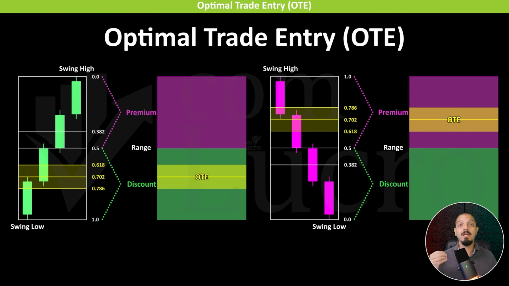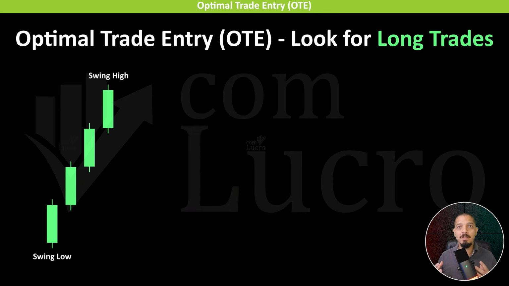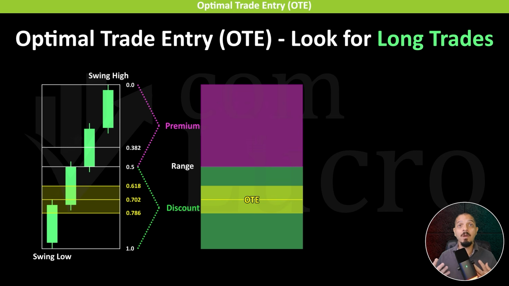This specific Fibonacci retracement zone runs from the 0.618 level to the 0.786 level. The midpoint of this zone, which is the 0.702 level, is also highlighted. In this illustration, you can see an example of an OTE for a long trade. Notice how this zone falls entirely within the discount zone.